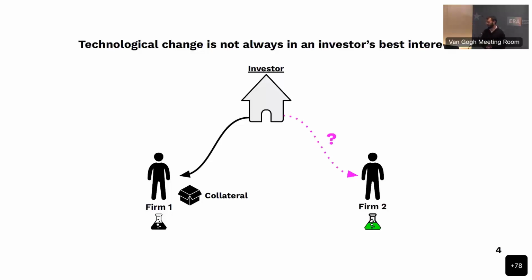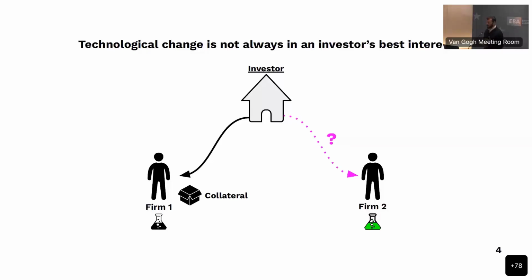This firm 2 now asks for a loan for a project that is more or less similar to firm 1's project, to the same bank. Now the only difference between those two projects is that firm 2 uses a new technology. And so when the bank realizes that firm 2 brings in this innovative technology, there could be two outcomes that the bank may want to take into account.